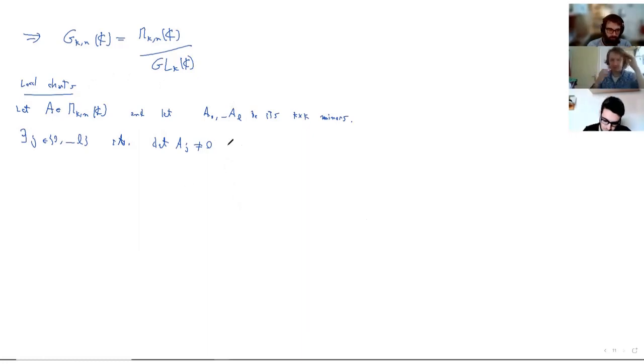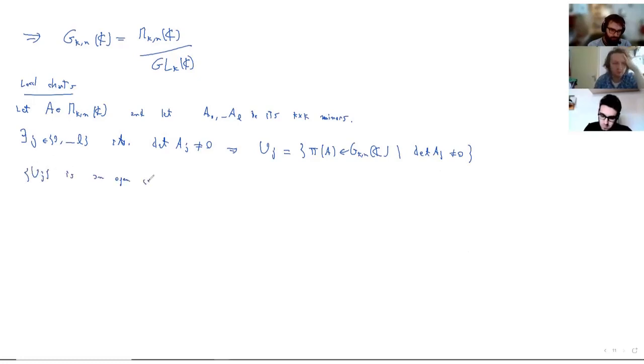Okay. So define UJ, the set of all matrices in the Grassmannian, so not matrices, but projections of matrices, such that the determinant of AJ is non-zero. Again, you should try to draw the parallel here with the projective space. Okay. So by what we said here, the UJ are an open cover of the Grassmannian manifold.